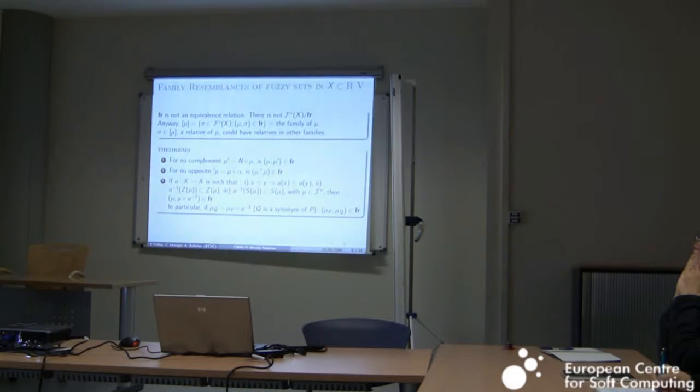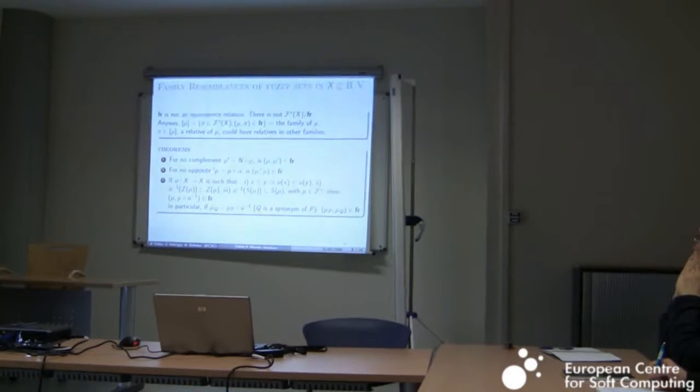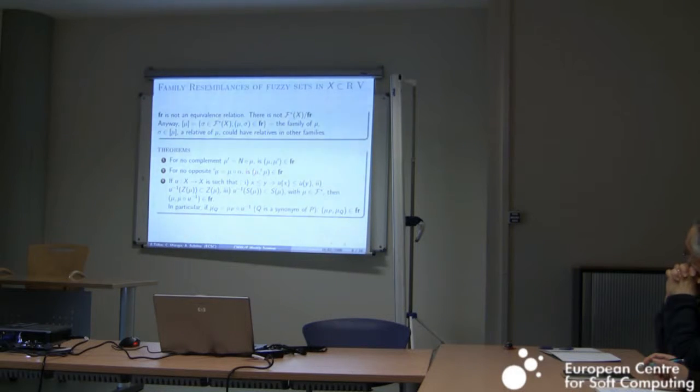These three theorems are easily proven. For the complement, the strong negation, mu shows no family resemblance with not mu. For an opposite of this type, of course, this is a symmetry in the universe, mu shows no family resemblance with the opposite. Big and small cannot show family resemblance.